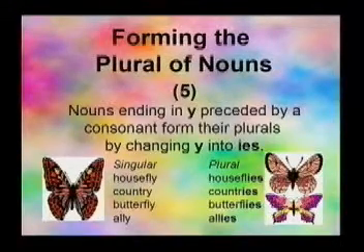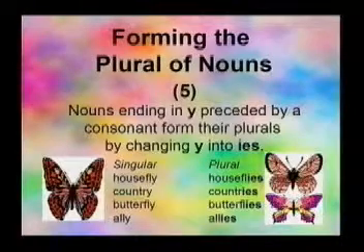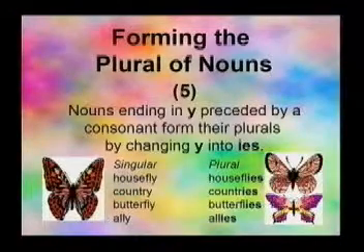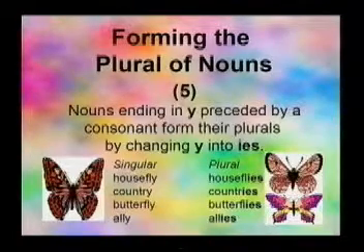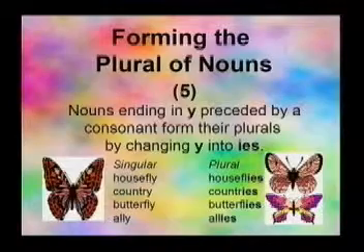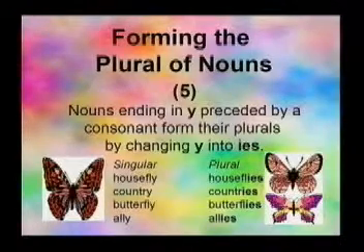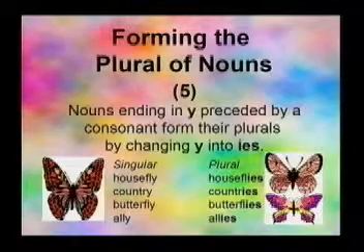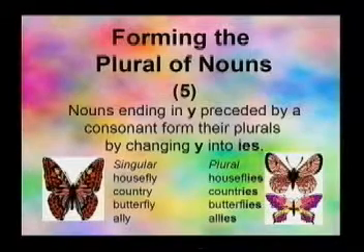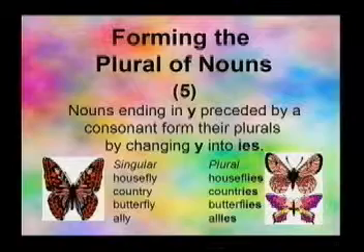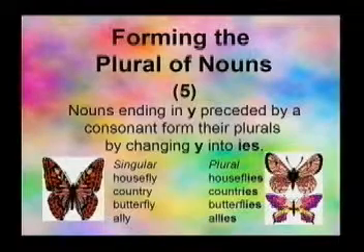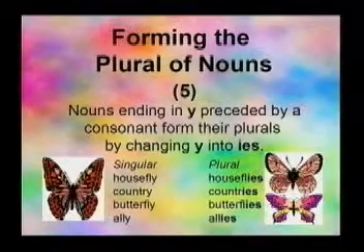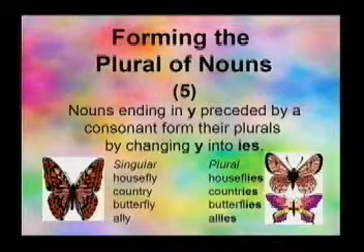Number 5. Nouns ending in Y, preceded by a consonant, form their plurals by changing Y into IES. Examples. For singular, housefly. For plural, houseflies. Country, countries. Butterfly, butterflies. Ally, allies.